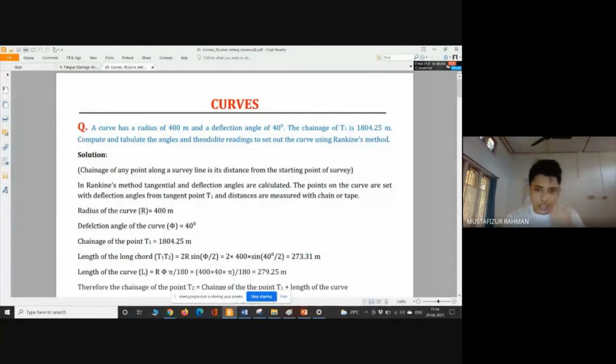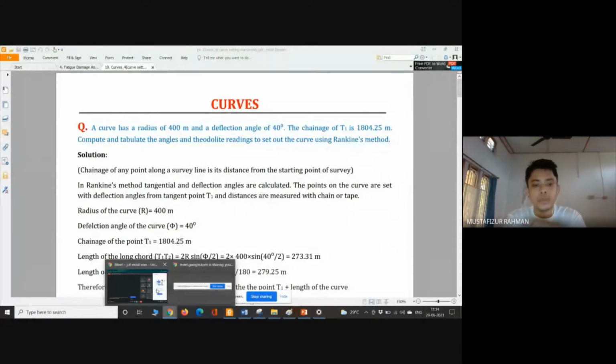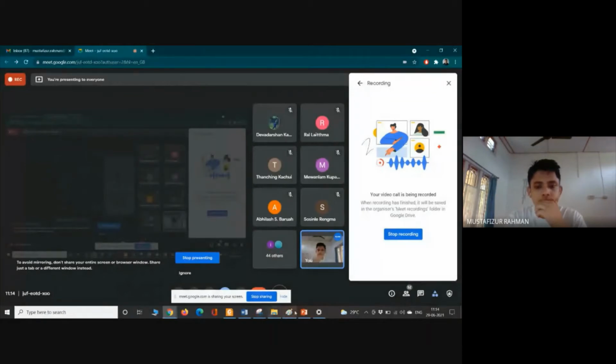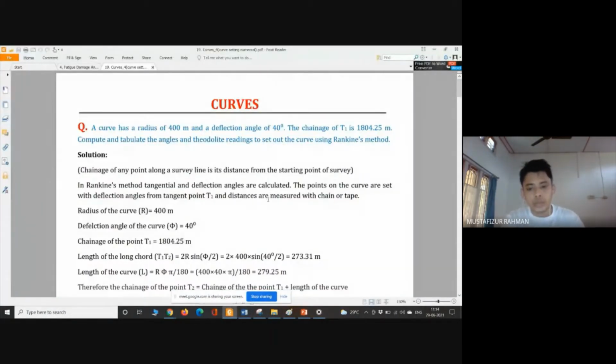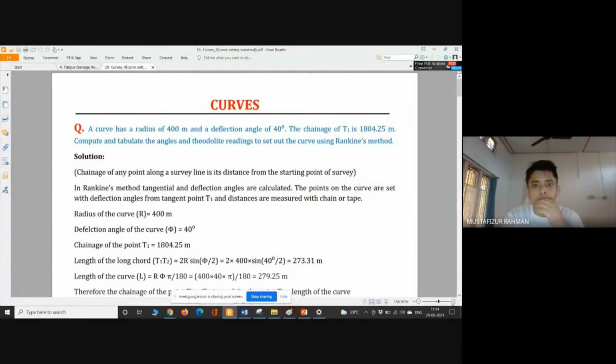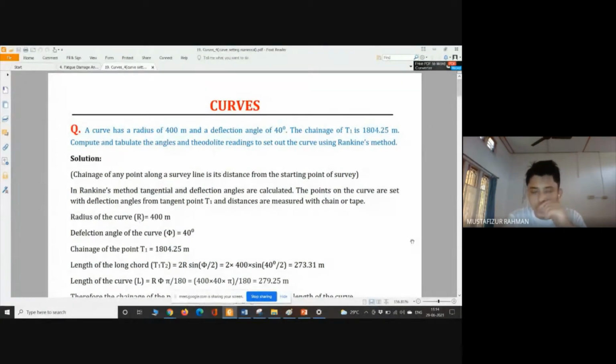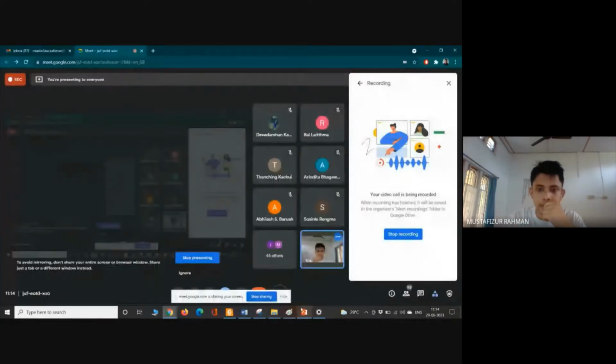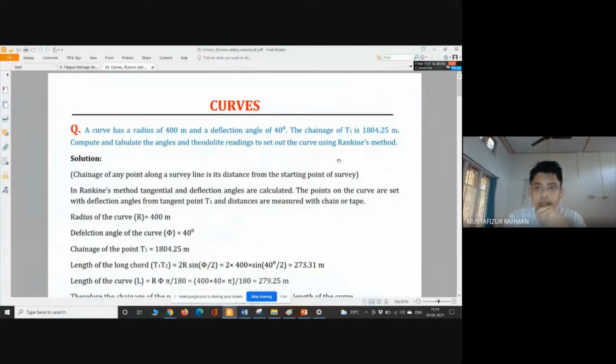So we will discuss numericals on curves. Okay, so here we have a question. We are given a curve of radius 400 meter. The deflection angle is 40 degree. Chainage of T1. T1 is the first tangent point.